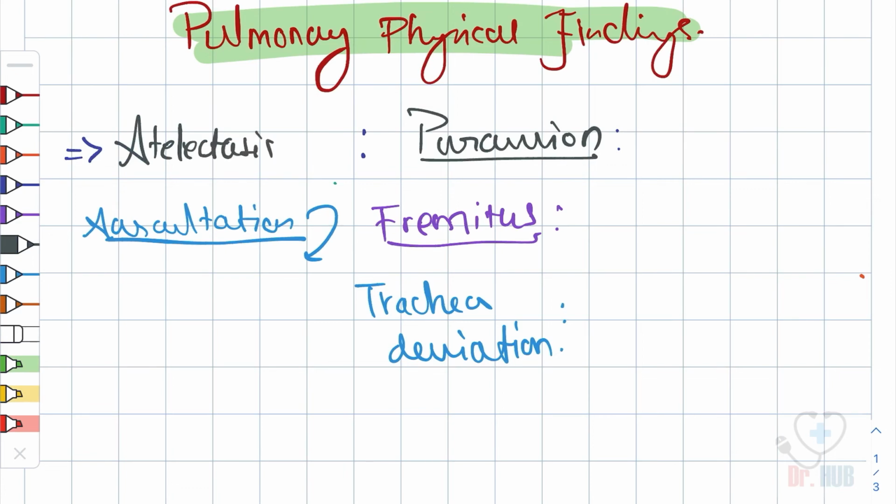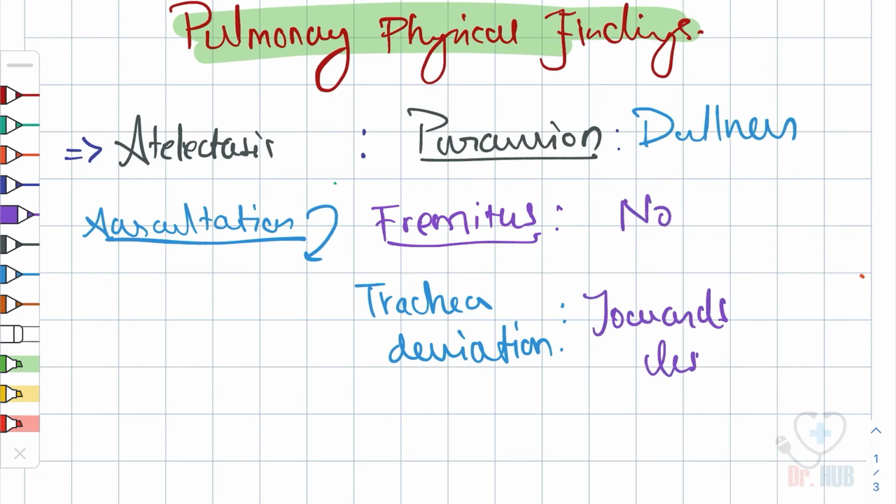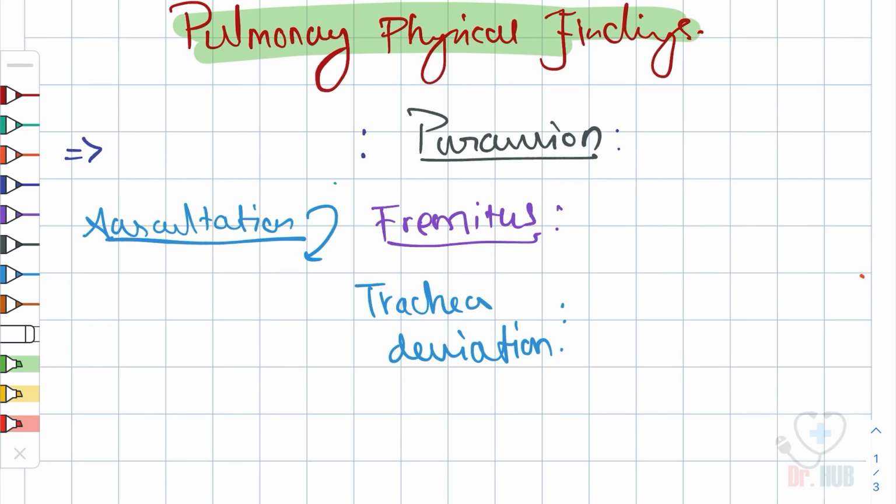Looking at atelectasis. On percussion, there is dullness. There is no fremitus. Tracheal deviation is towards the lesion. Auscultatory findings is positive or negative rales.